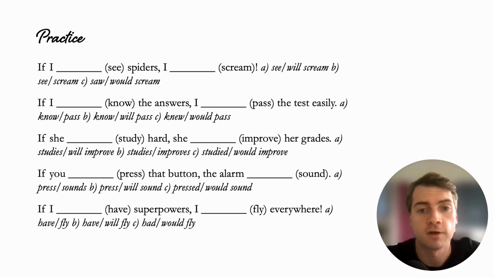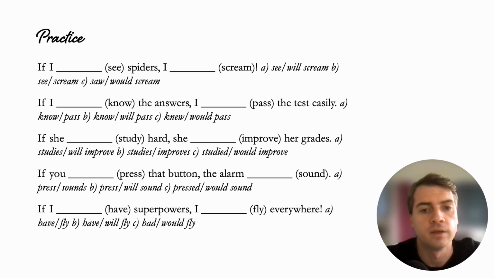Okay, by now you should have paused me and unpaused and have all the answers. So let's go ahead and go through the answers. Number one, if I see spiders, I scream. Okay, answer is B. If I see spiders, I scream. This is just a statement of fact. This is what I do. This is my reaction. Okay. Number two, the answer is C. Okay. So if I knew the answers, I would pass the test easily.